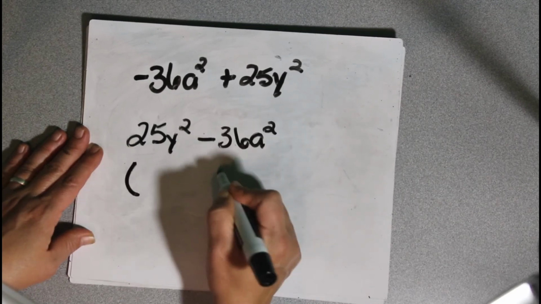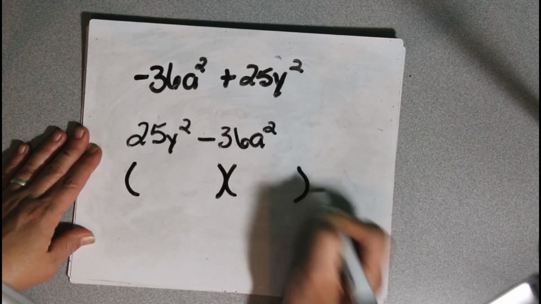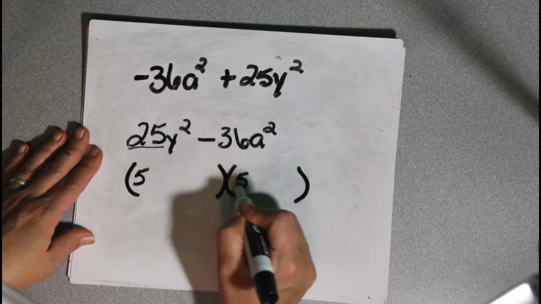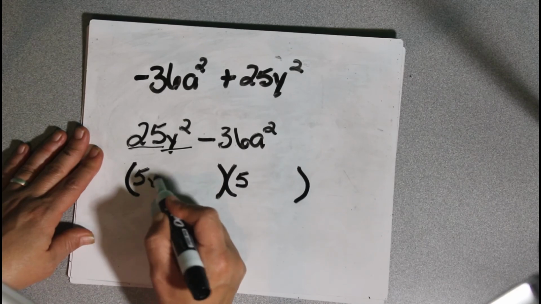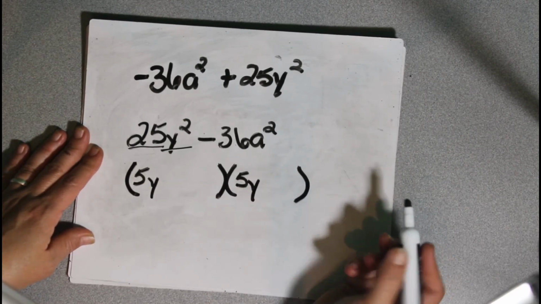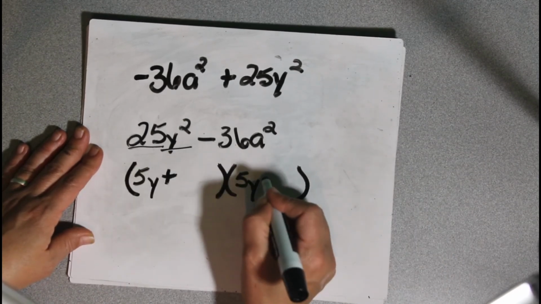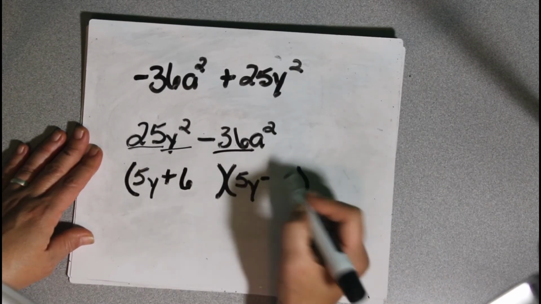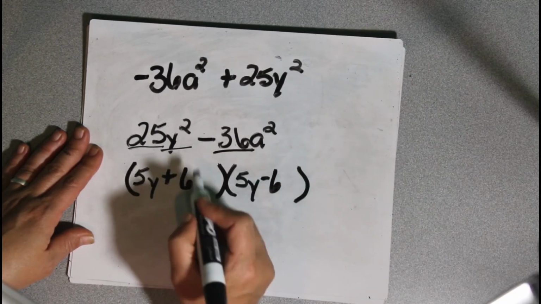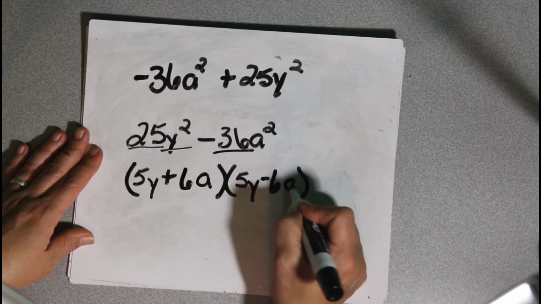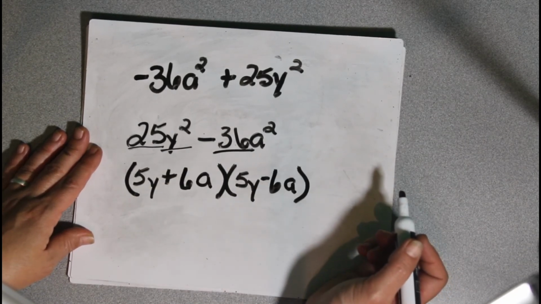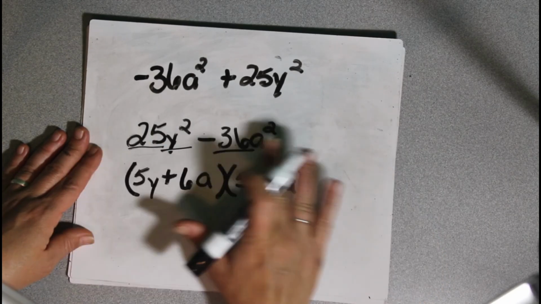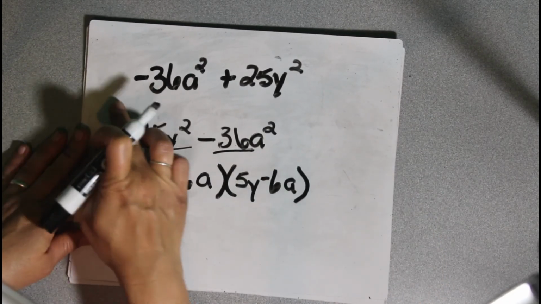Now I'm going to draw my parentheses. This first one, square root of 25 is 5. I'm going to put that in both. Square root of y squared is y. Put that in both. Now I'm going to have a plus sign and a minus sign. Square root of 36 is 6. Put that in both. And the square root of a squared is a. So we should have 5y plus 6a times 5y minus 6a. And if you rainbowed all that out, you will come back up with that answer.